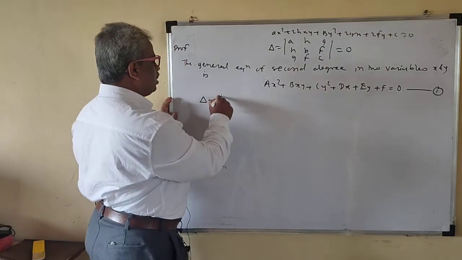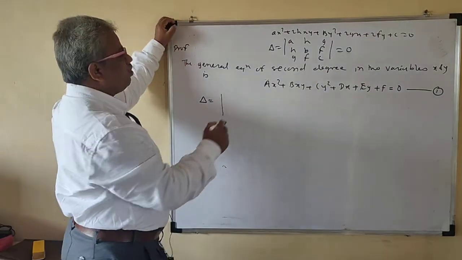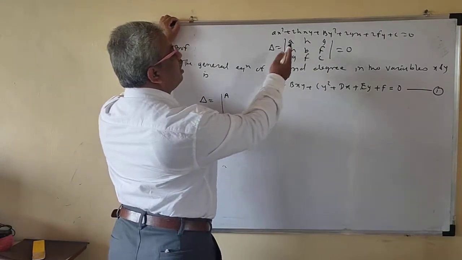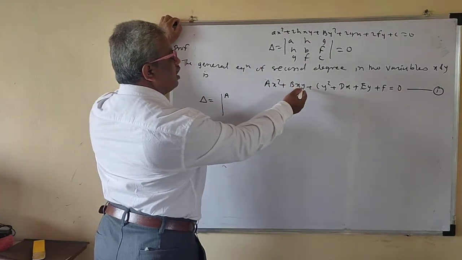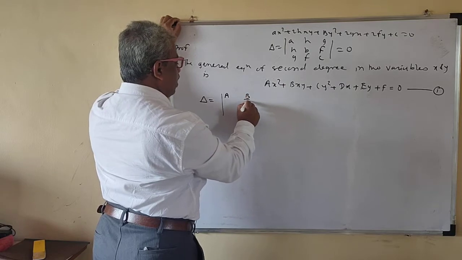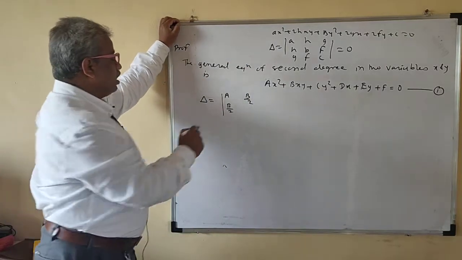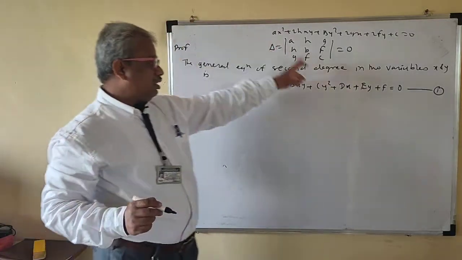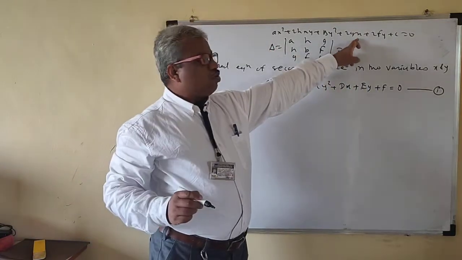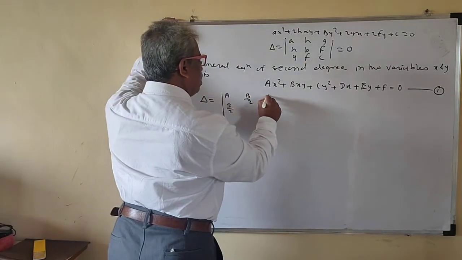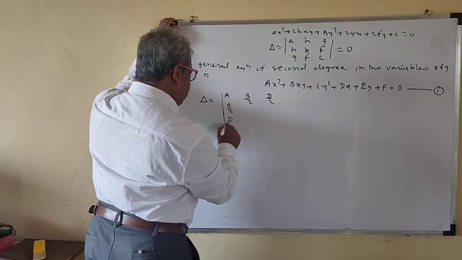What here? This is A. A means the coefficient of x square. The coefficient of x square is A here. Now h means the product term. Your product term is xy, so this is B by 2. You have to write B by 2 because this is the symmetric matrix. Then G is the coefficient of x. Your coefficient of x is D here, so this is D by 2.